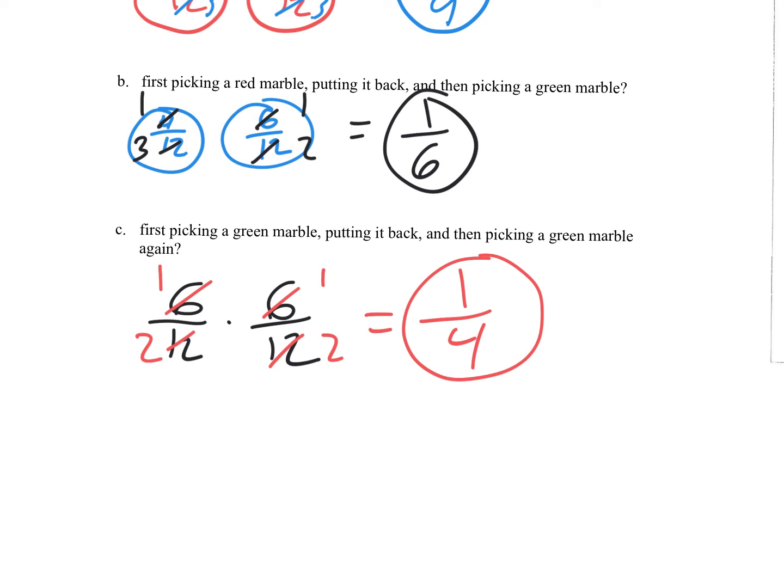All right, so when we have the picking a red marble is 4 out of 12, picking a green marble is 6 out of 12, we multiply those together, we will get 1 out of 6. Green marble is 6 out of 12. Putting it back, another green marble is 6 out of 12. These both reduce down to 1/2, so when I multiply 1/2 times 1/2, I get 1/4.